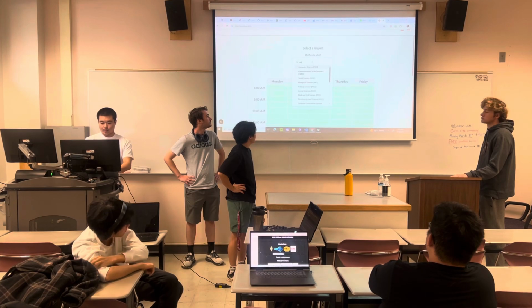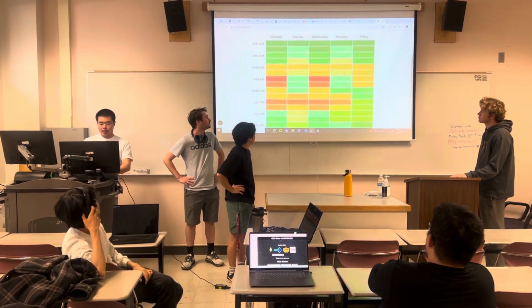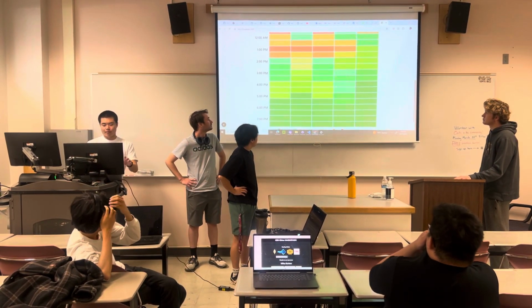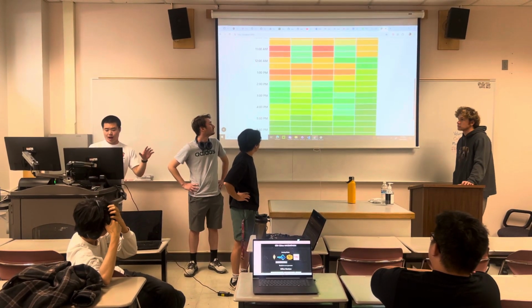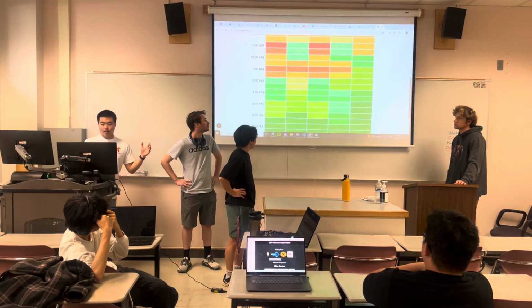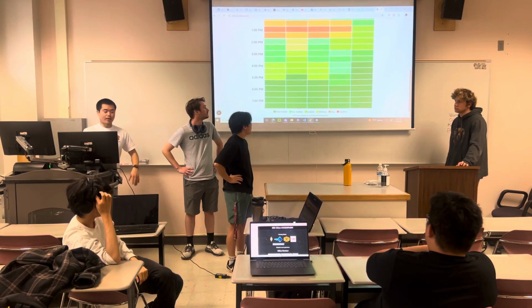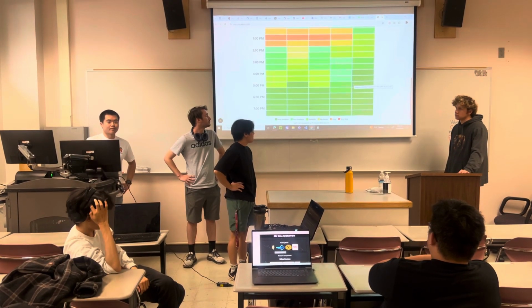Let's just select CSCI. And here we have the heat map of just computer science. So around this time, 3 to 5, people are generally free. So that's pretty good. How did you get the data?